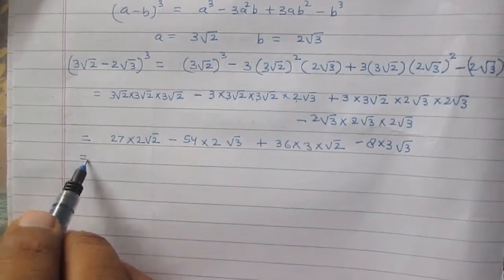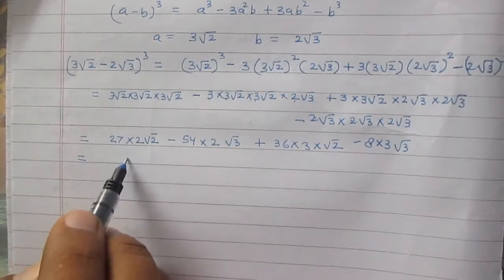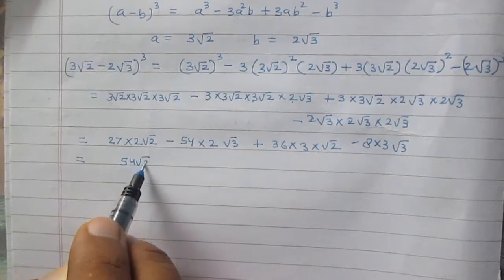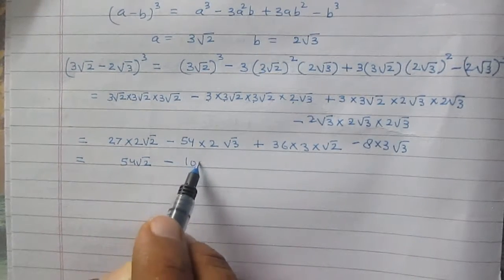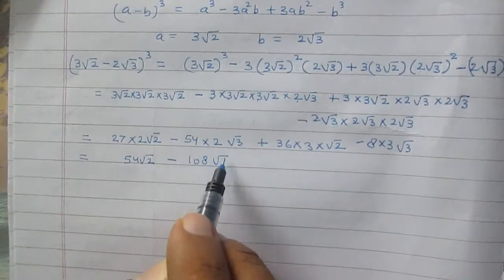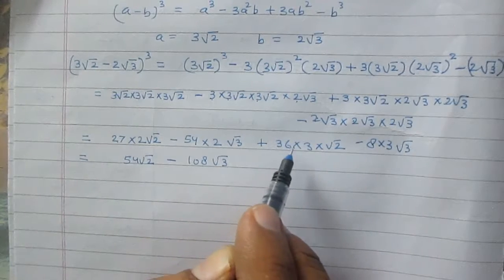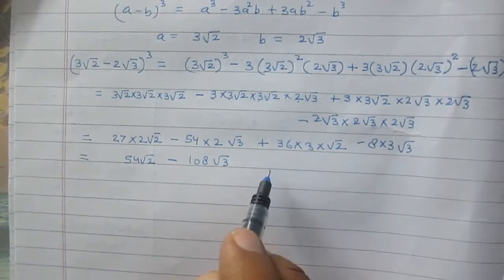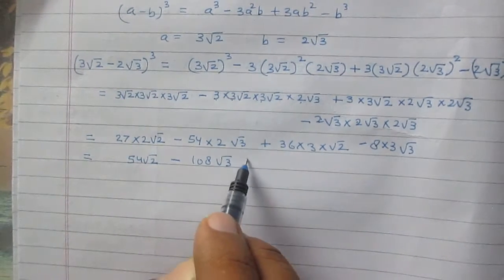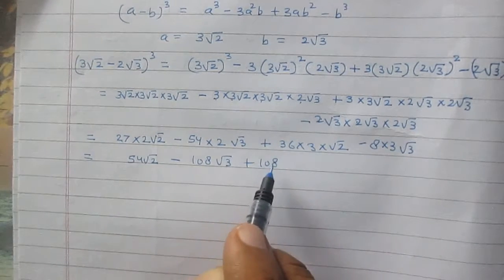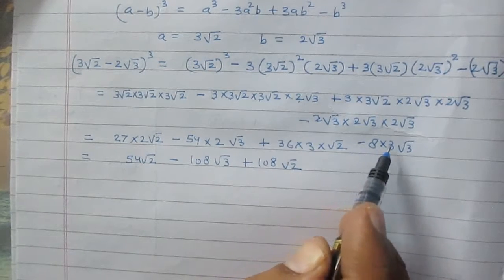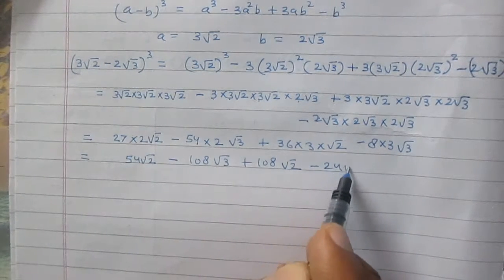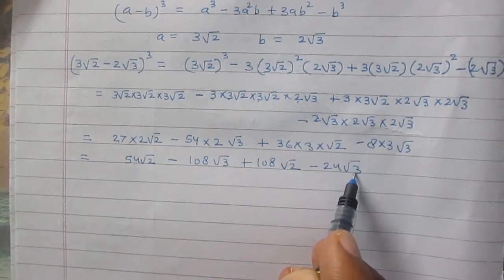Now further you can write it as 27 2s are 54. So 54√2. 54 multiplied by 2 is 108. Then √3. 36 into 3, it is 108. So it is plus 108. Then √2. Minus 8 multiplied by 3, it is minus 24√3.